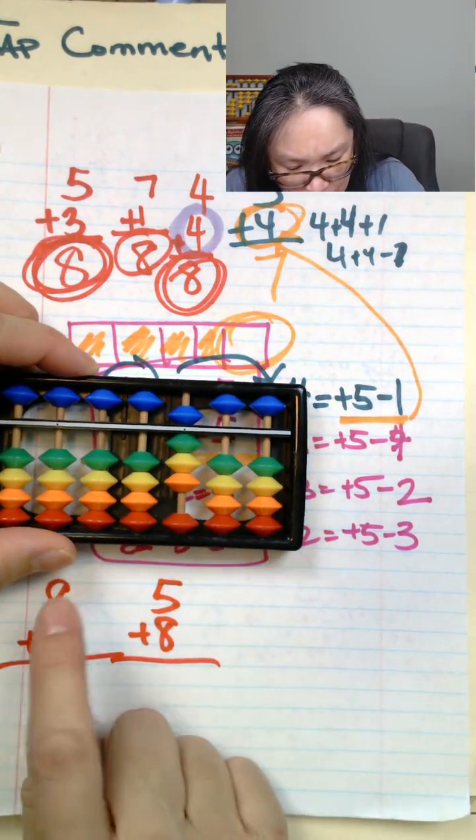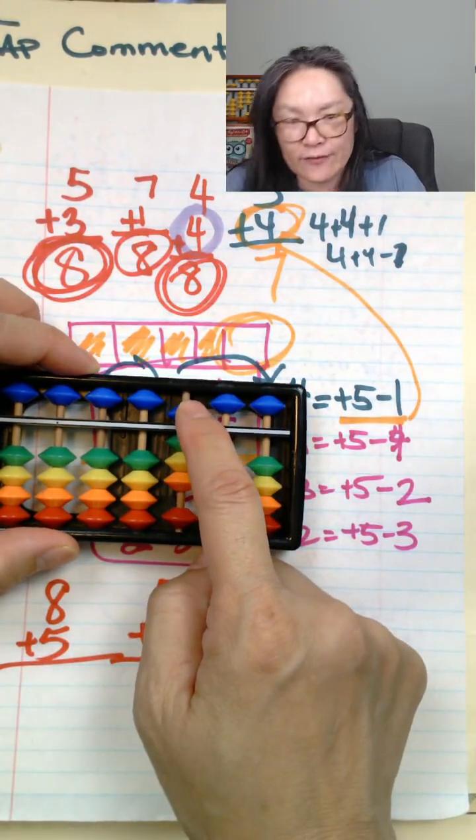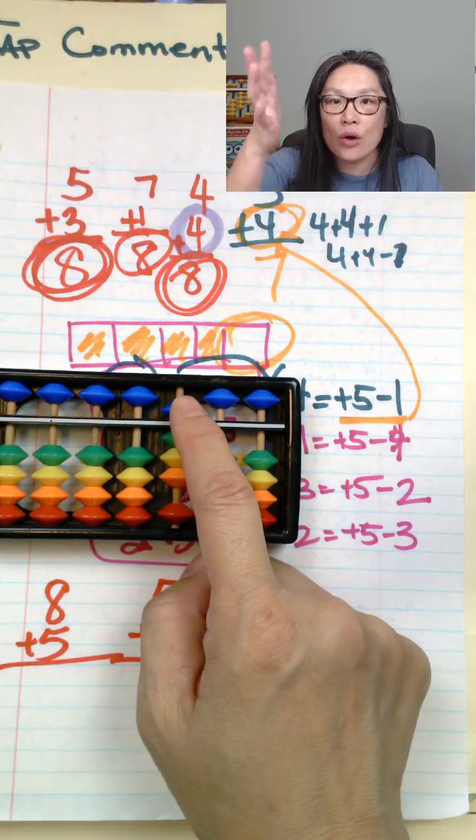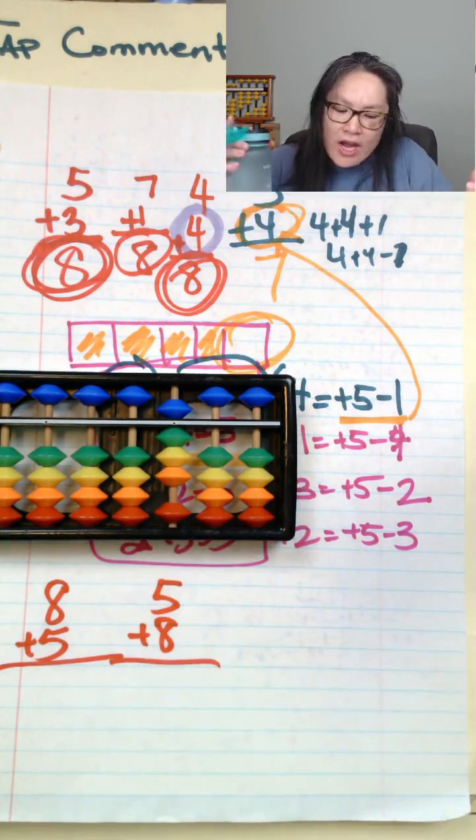So we're back to here. So I add the 8 and I want to add the 5. There's not enough beads to add the 5. So the question is how can I do it? How can I add the 5? There's no way to add the 5.